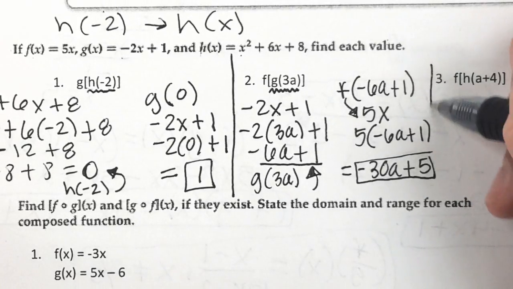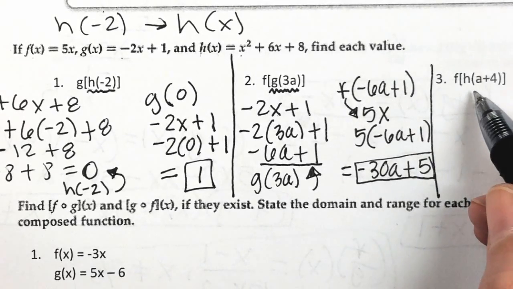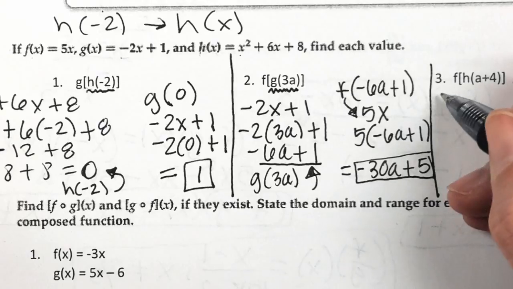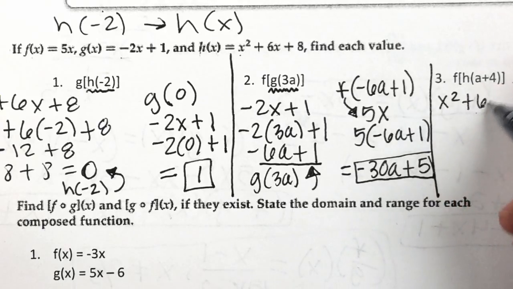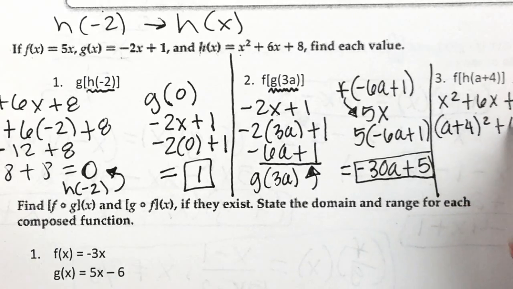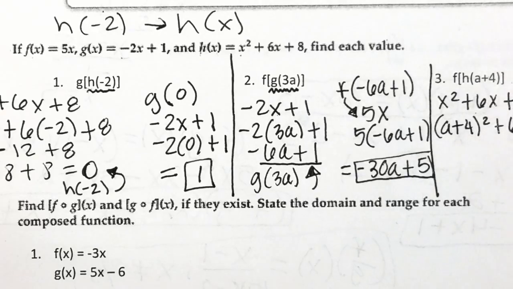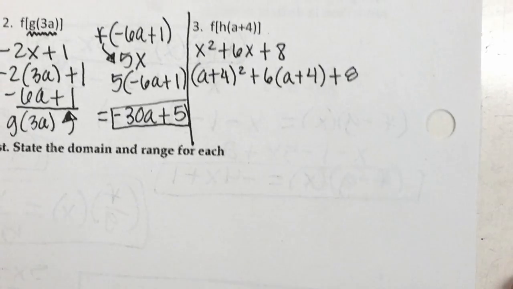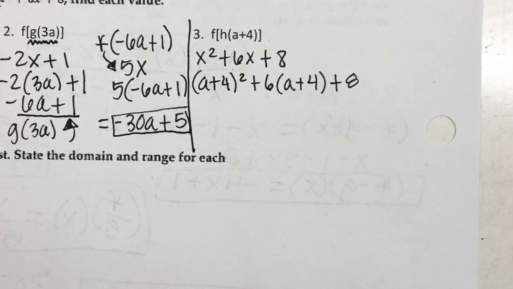Okay. What function am I dealing with first right here? H, which is what? And we want to replace all the x's with what? Good. So a plus 4 squared plus 6 times a plus 4 plus 8. Alright, please don't let me down. What would a plus 4 squared be? You let me down.